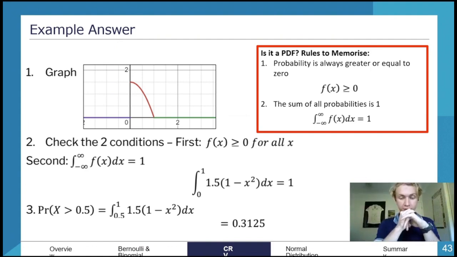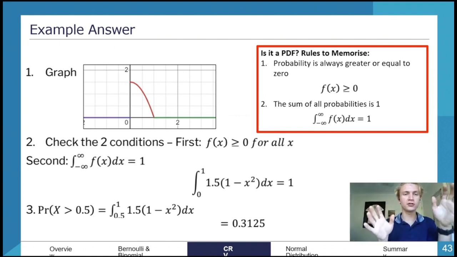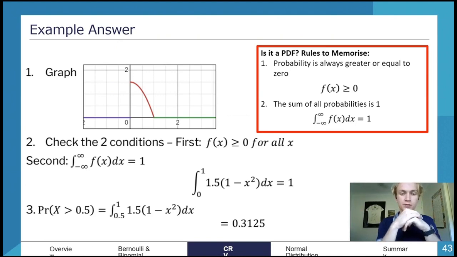Now here, we have to check that. If we integrate between negative infinity and 0, we're not going to have anything because the function is actually 0 there. Same for between 1 and infinity. It's always going to be 0. So we're only interested in the lower and upper bound here, between 0 and 1, where this function is actually greater than 0. So we integrate between 0 and 1 of 1.5 times (1 take x squared) dx equals 1.